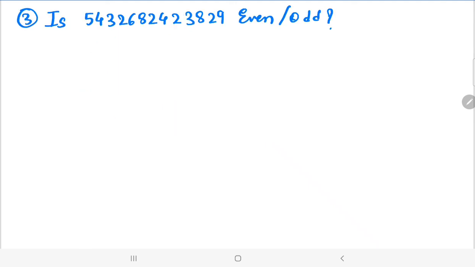Okay? So children, the next question is, is this number even or odd? What I told you is, whenever you are given these kinds of questions, you should not be scared because it is a big number. What you need to do is see its units place. We have 9 in its units place. So 9 is an odd number, so automatically this whole number will become odd. So odd is the right option.